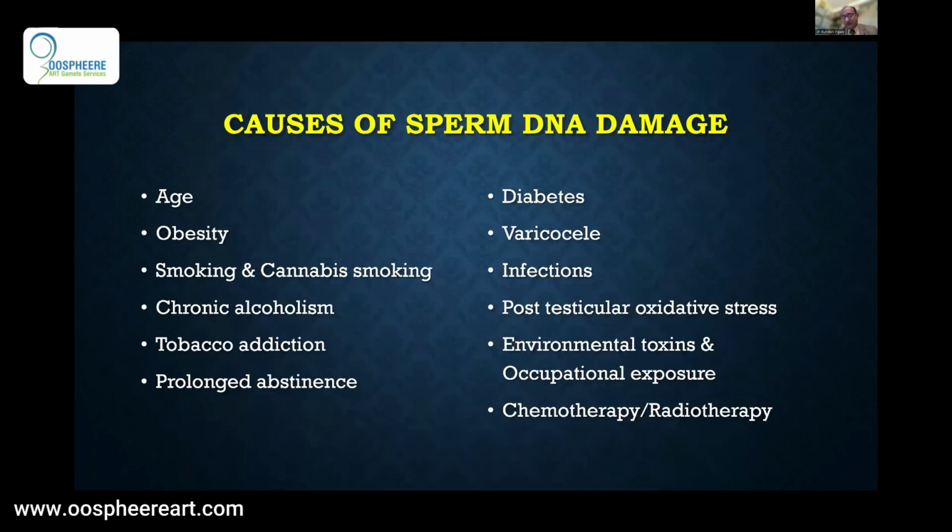Where do we do a sperm DNA fragmentation index? In advanced age of the man, that is more than 40 years, obesity, and habits like smoking, cannabis smoking, chronic alcoholism, tobacco addiction. These three habits are the worst. You will see high DFI with prolonged abstinence too. So that's why abstinence before you assess the semen analysis is important, and it should be checked whether the husband has had a prolonged abstinence, because that will lead to high sperm DNA damage.